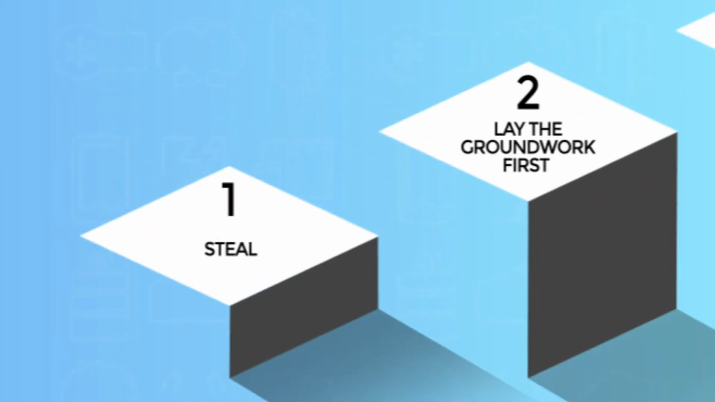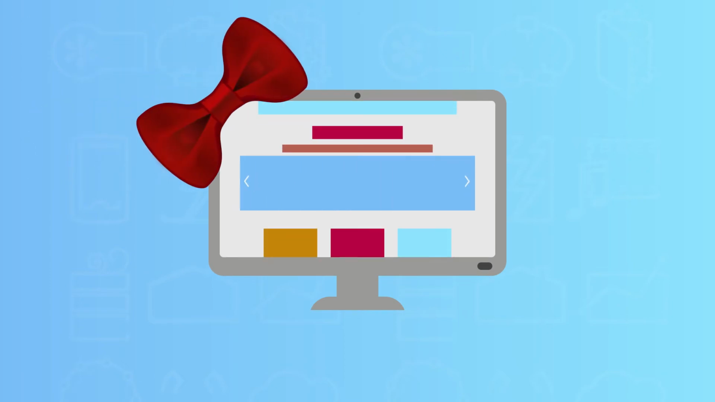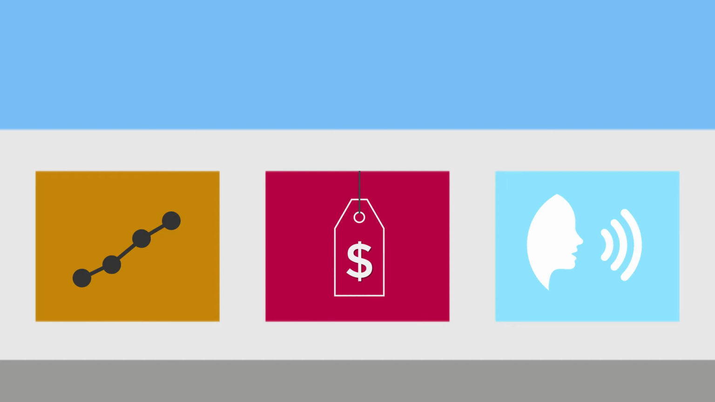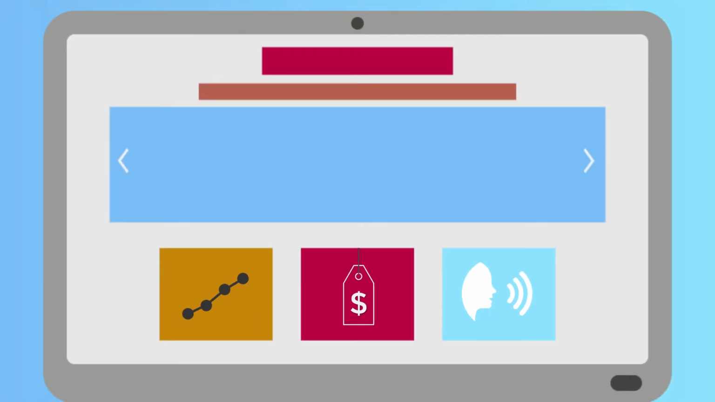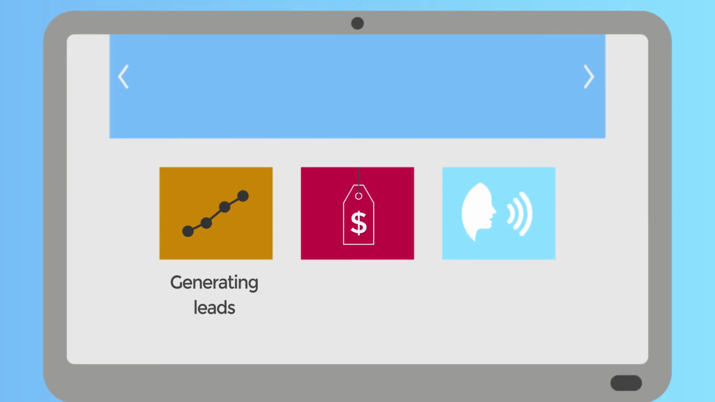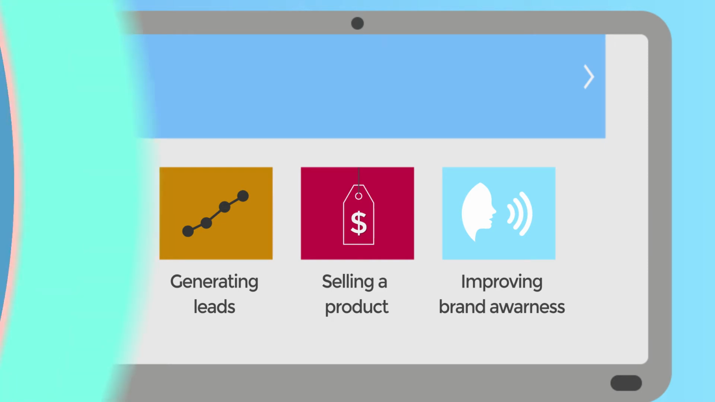Step 2. Lay the groundwork first. Clients don't care about how beautiful their site is. They only care about what results it brings. Once you know what you want to achieve, then you can continue to build the whole site around it. Some of the more popular goals for websites include stuff like generating leads, selling a product, improving brand awareness, etc.